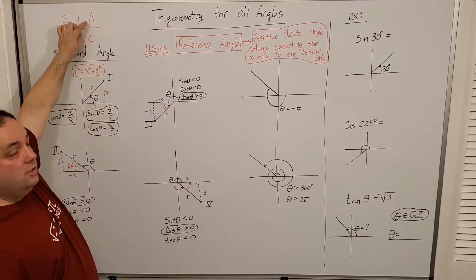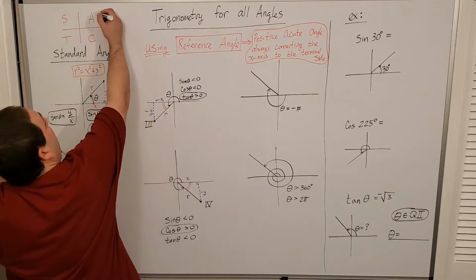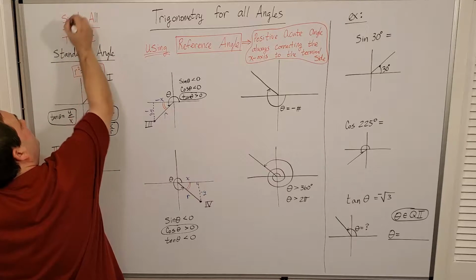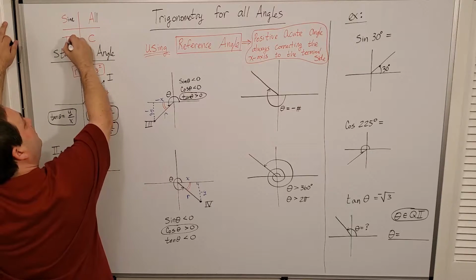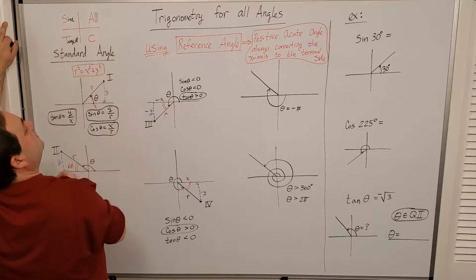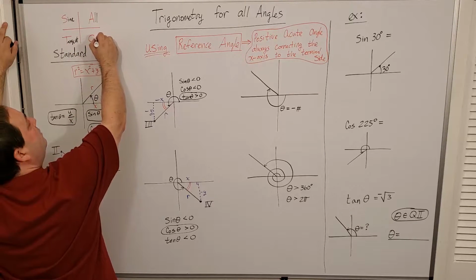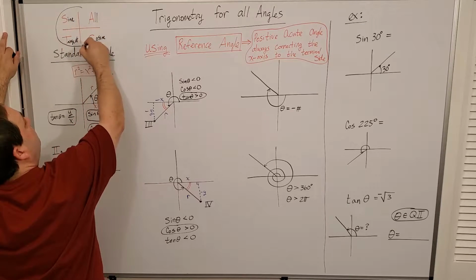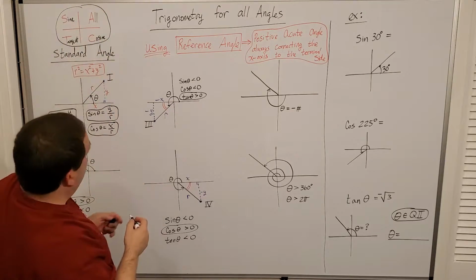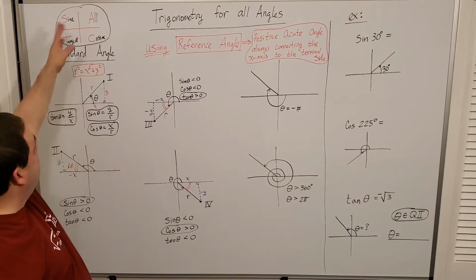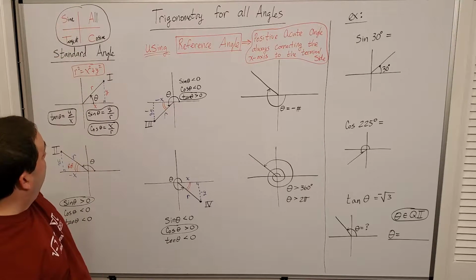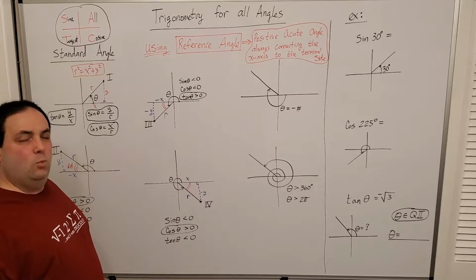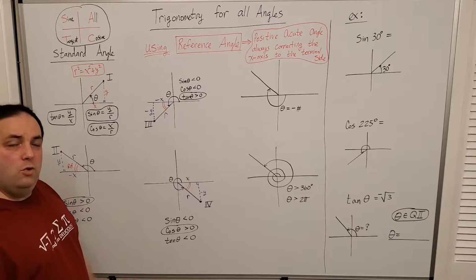All trig functions are positive in quadrant 1. All. Sine is positive in quadrant 2. Tangent is positive in quadrant 3. And cosine is positive in quadrant 4. So if you just remember the ACTS setup, okay, then that will help remind you which of the trig ratios should be positive and which ones should be negative whenever you come across them.